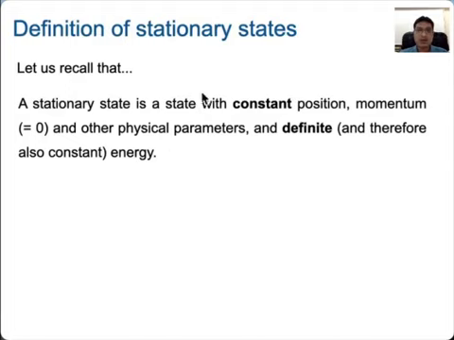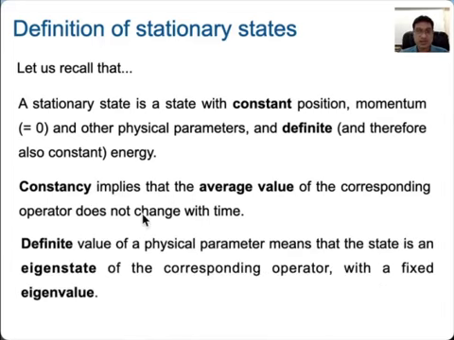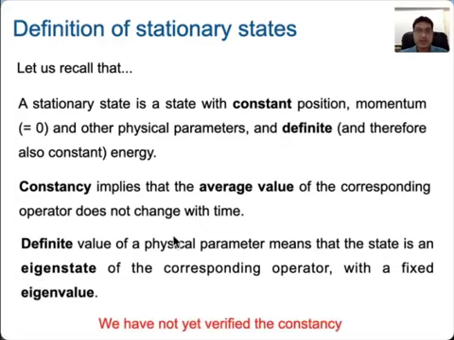So let's recall what we have learned about the stationary state. A stationary state is a state with constant position, momentum and other physical parameters, and definite energy. The consistency implies that the average value of the corresponding operator does not change with time. A definite value of a physical parameter means that the state is an eigenstate of the corresponding operator with a fixed eigenvalue. So we have to verify this.